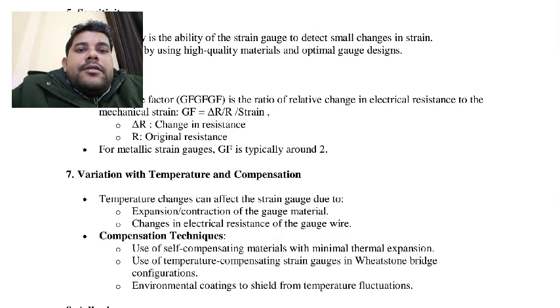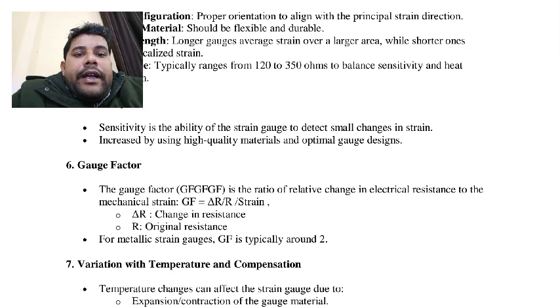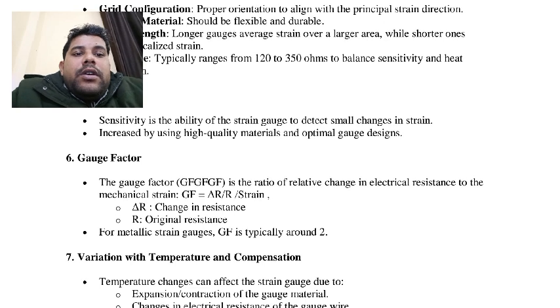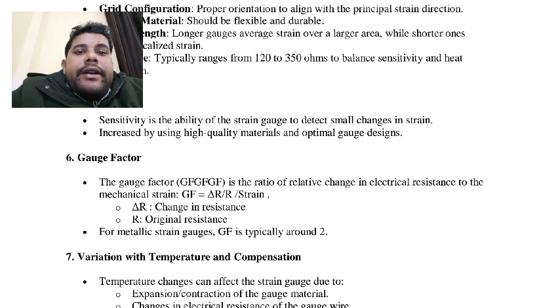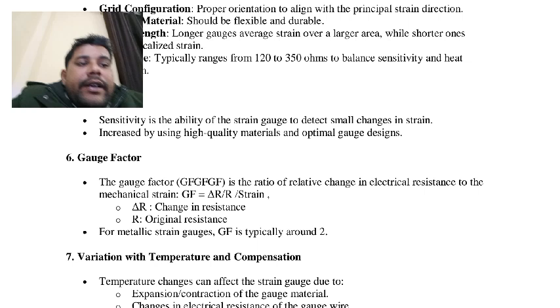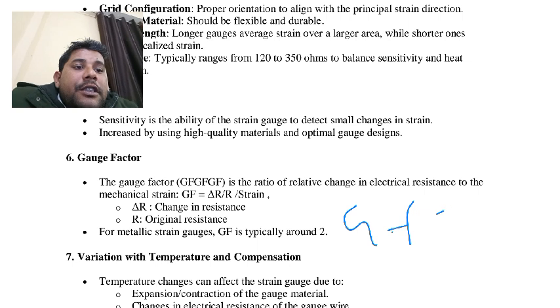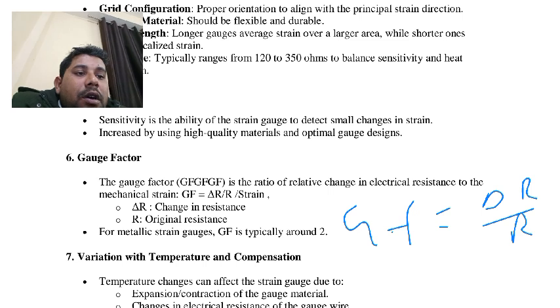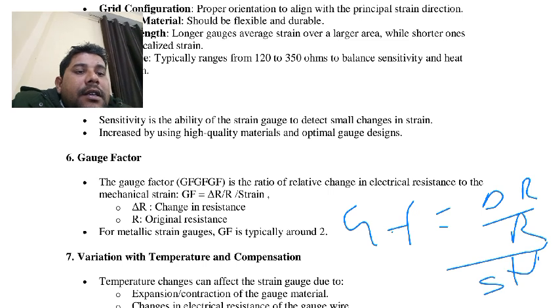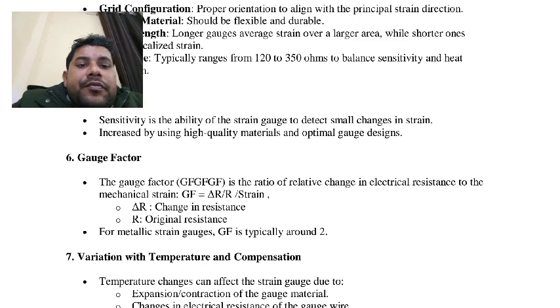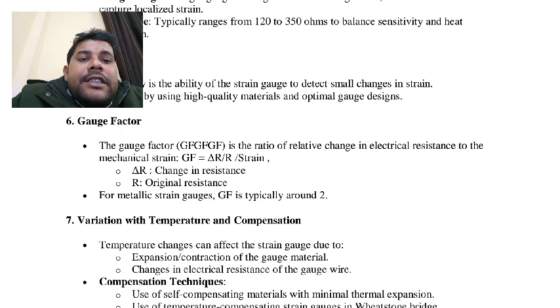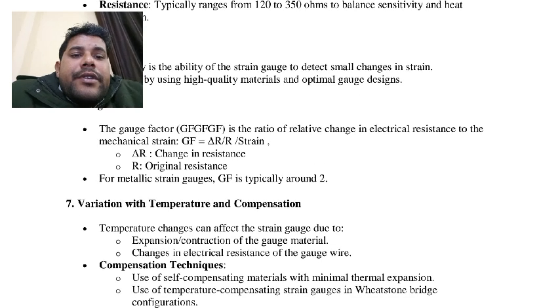So last class we discussed the gauge factor and how we can calculate it. So what is the gauge factor? Definition: gauge factor is the ratio of the change in resistance with respect to resistance, to the strain. Here delta R is the change in resistance and R is the original resistance.